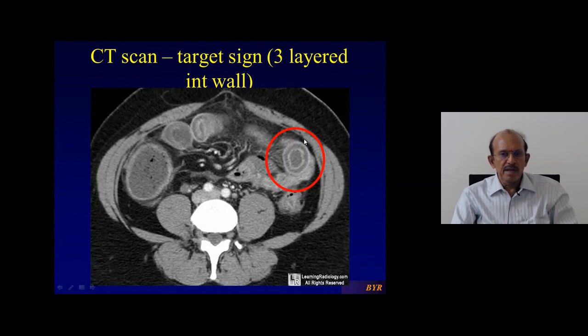There will be a 3-layered intestinal wall. Of course, the edematous inner tube and the edematous outer tube. You can see these two tubes here, one tube inside another tube. This is called the target sign.